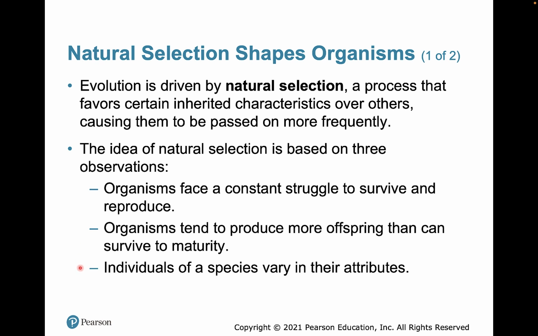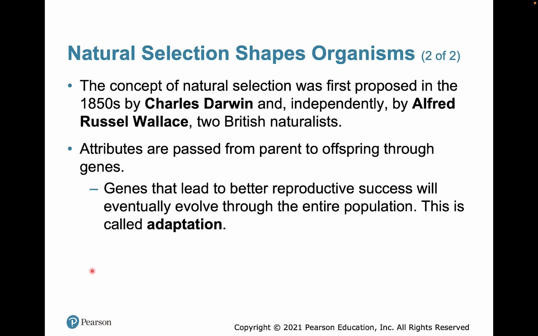And then this third one, individuals of a species vary in their attributes. Within a species, there are different characteristics, okay? Different phenotypes, biology, different phenotypes that get expressed based on genotypes, all right? So individuals of the same species all have some kind of differences in their characteristics. Natural selection came from Darwin, the one you hear about most often, but Alfred Russel Wallace was another guy who kind of talked about it.